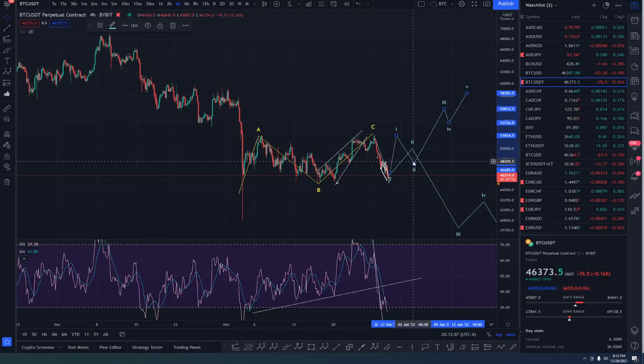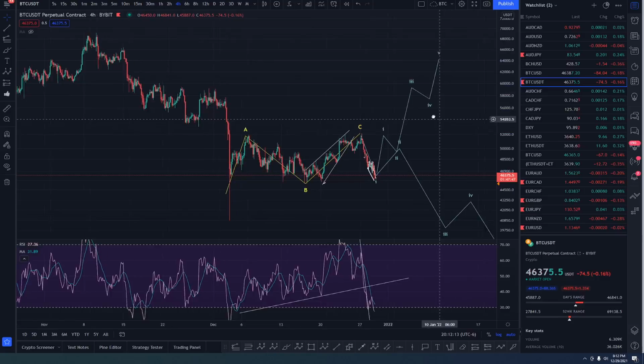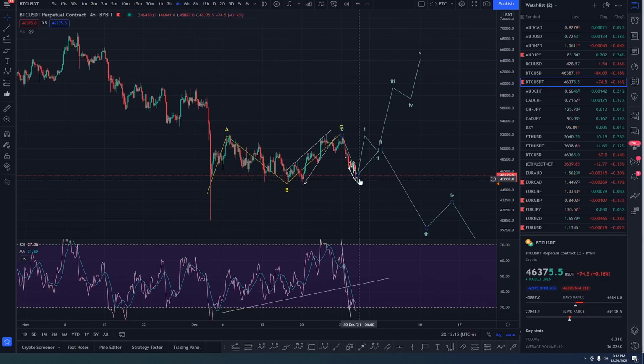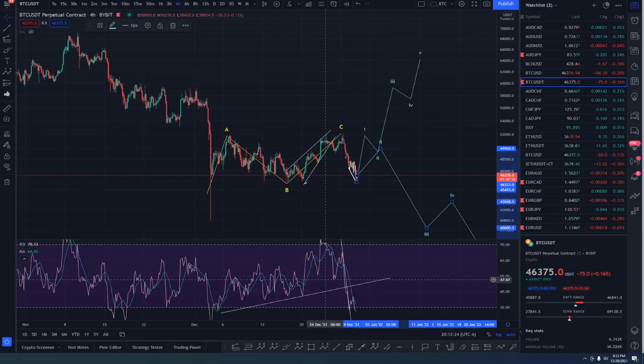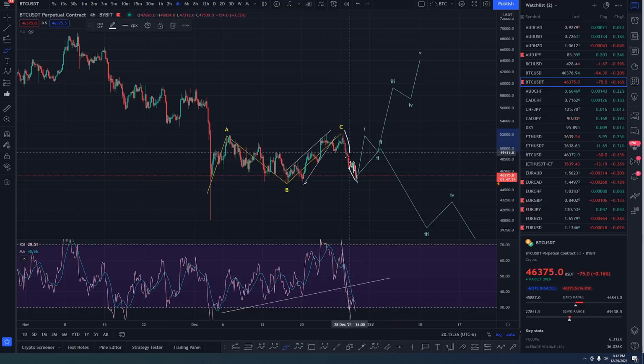Are we going to get a 5-wave move whenever this is finished? Are we going to get a 5-wave move to the upside like that, or is this the first wave, after a 3-wave move like this? Is this 1 and then 2? So is this making the first wave? Is this the first wave, and then we're going to get a 3-wave pullback and then a continuation to the downside? And that's a possibility as well, guys.